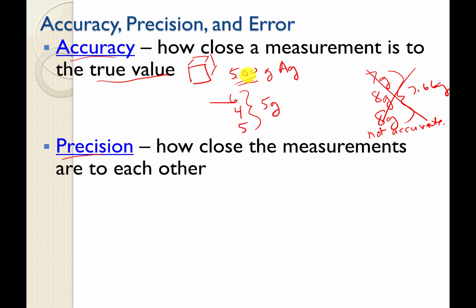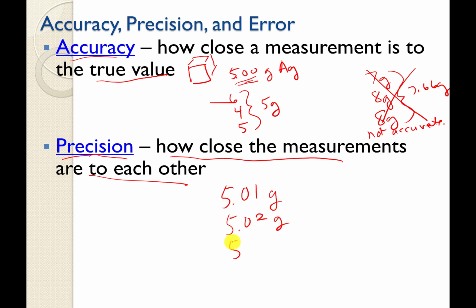Okay, now something about these is that even though they're relatively accurate, they're not very precise. That's our next concept, precise. Precise is how close the measurements are to each other. Now these measurements are all within 1 gram of each other. Okay, but maybe you have another scale that measures like this, 5.01 grams, 5.02 grams, 5.00 grams. Okay, this would be very precise. Each of these measurements are within 2/100ths of each other. The scale measures to the 100ths place. That makes that scale very precise.